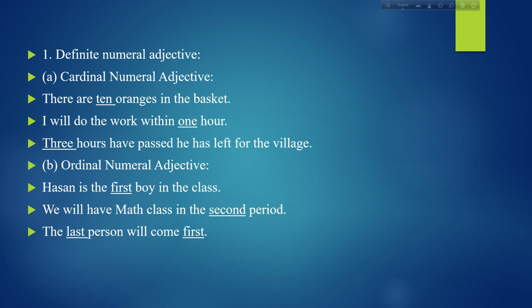Ordinal numeral adjectives, first, second, third, these numbers actually. Hassan is the first boy in the class. Here first. We'll have math class in the second period. Second. The last person will come first. Last, first. These are all ordinal numeral adjectives.